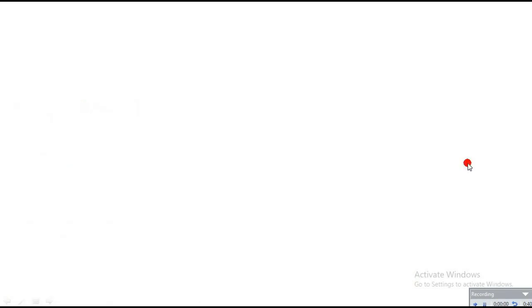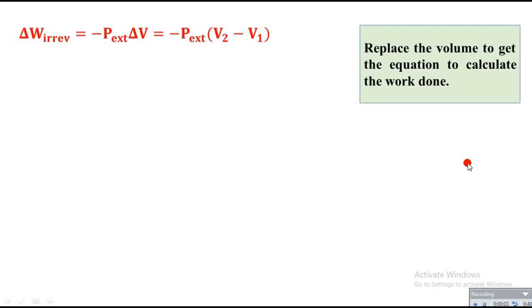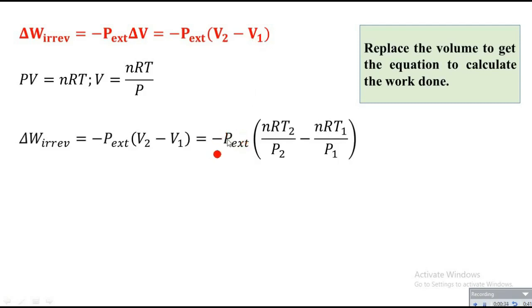So we know that dU irreversible is equal to minus external pressure dV, which is equal to minus external pressure times V2 minus V1. So you can replace the volume to get the equation to calculate the work done. How do we replace the volume? We know PV is equal to nRT. This means V will be equal to nRT over P. That means V2 will be equal to nRT2 over P2, and V1 will be equal to nRT1 over P1. Let's replace it: minus P external times (nRT2 over P2 minus nRT1 over P1).